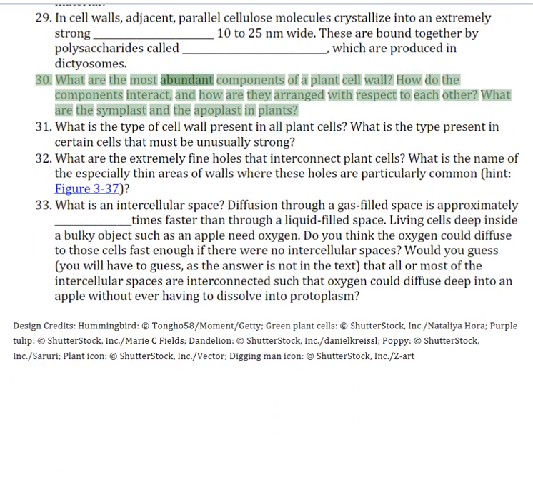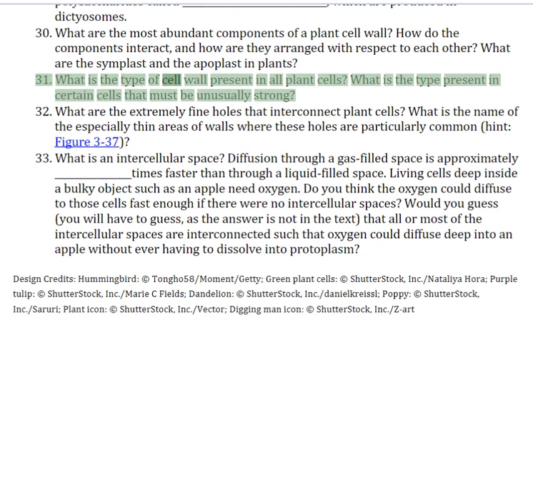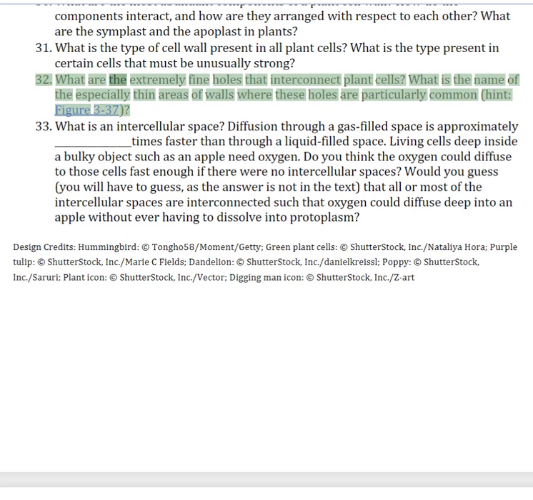30. What are the most abundant components of a plant cell wall? How do the components interact, and how are they arranged with respect to each other? What are the symplast and the apoplast in plants? 31. What is the type of cell wall present in all plant cells? What is the type present in certain cells that must be unusually strong? 32. What are the extremely fine holes that interconnect plant cells? What is the name of the especially thin areas of walls where these holes are particularly common?